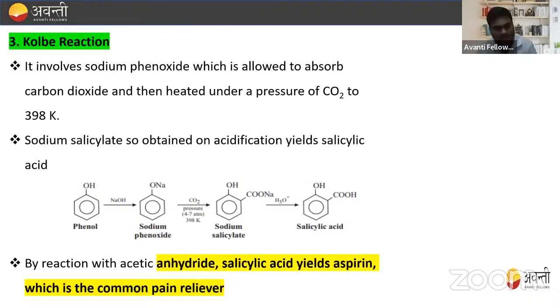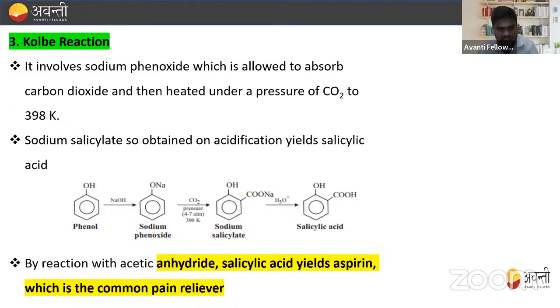Now, the Kolbe reaction. It involves sodium phenoxide, which is allowed to absorb carbon dioxide and then heated under the pressure of CO2. The sodium salicylate so obtained, on acidification, gives salicylic acid. So this is phenol. When it is treated with NaOH in presence of sodium phenoxide and CO2, it will produce sodium salicylate and salicylic acid.